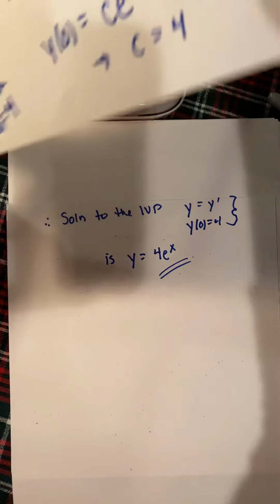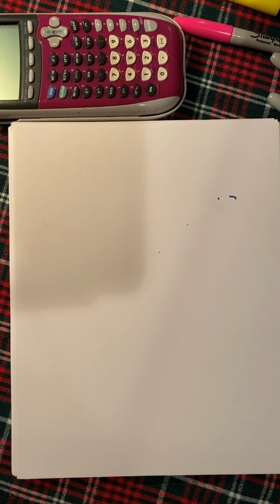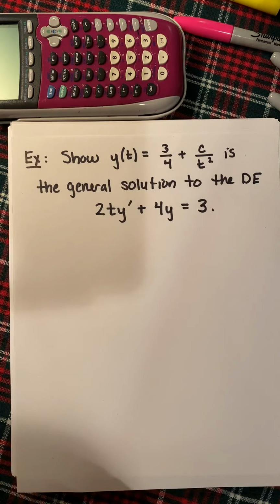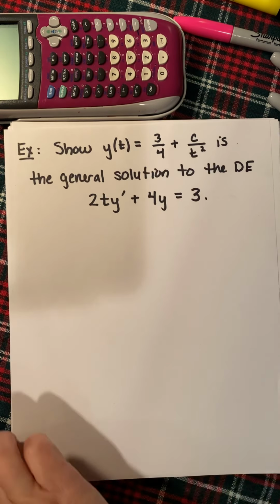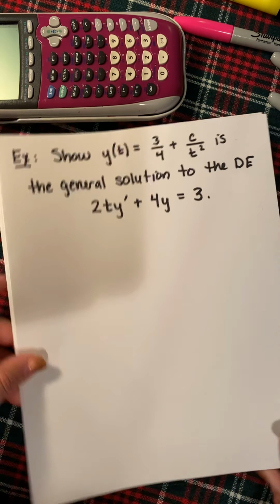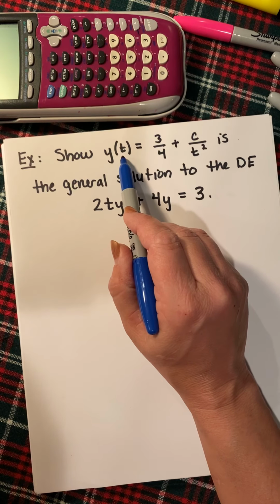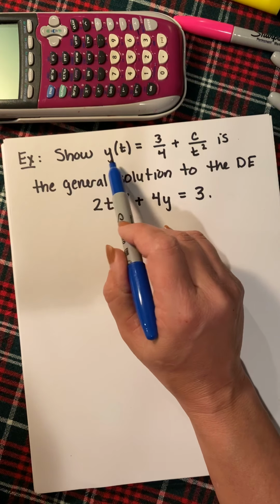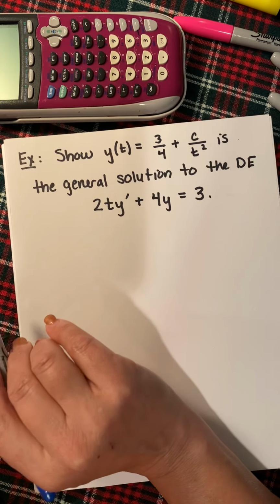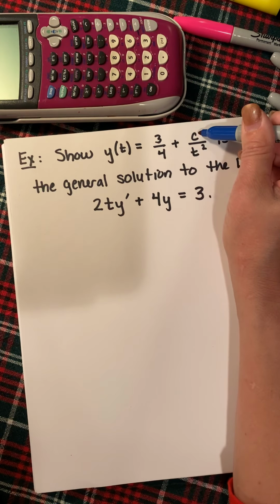All right, let's practice another one. Let's show this is a little more complicated. Let's show that y equals 3/4 plus c over t squared is the general solution to this differential equation. Now notice here, my input variable is always indicated in parentheses. Output variable is going to be y here. C is my arbitrary constant.